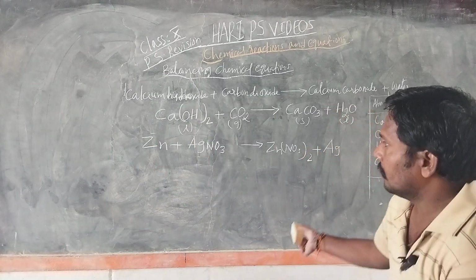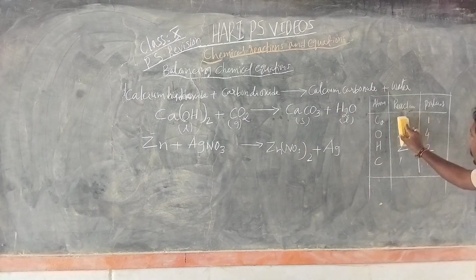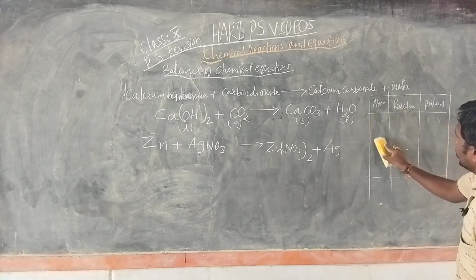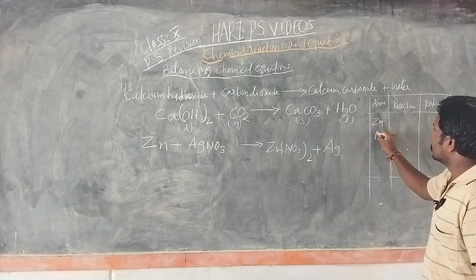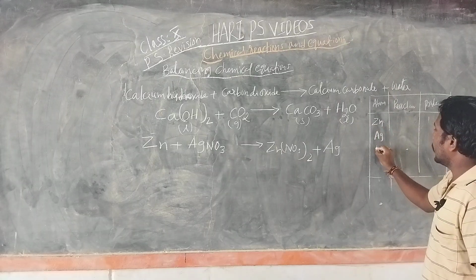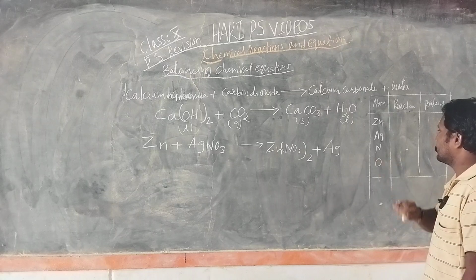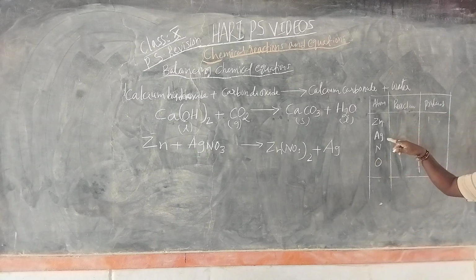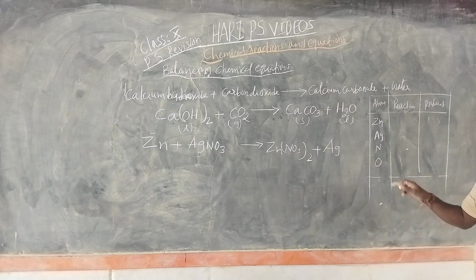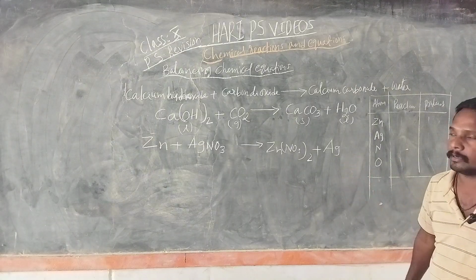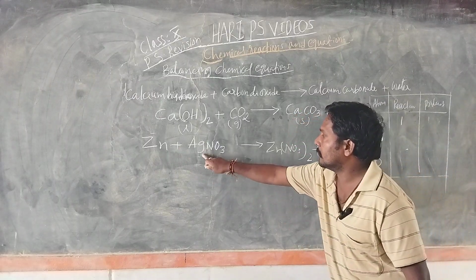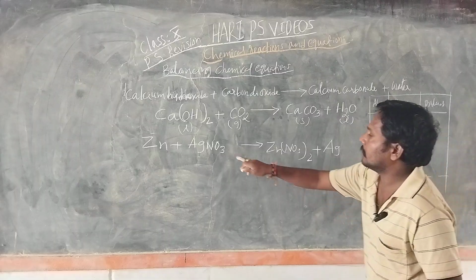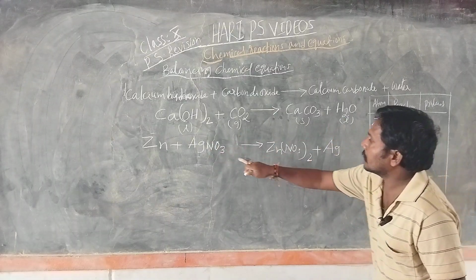So first of all, as usual, write the atoms which are involved: zinc, silver, nitrogen, oxygen. Zinc, silver, nitrogen, oxygen are involved in this chemical reaction. Let us count the number of atoms. Zinc on the reactant side 1, silver on the reactant side 1, nitrogen 1, oxygen 3.